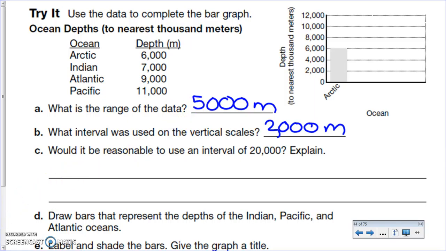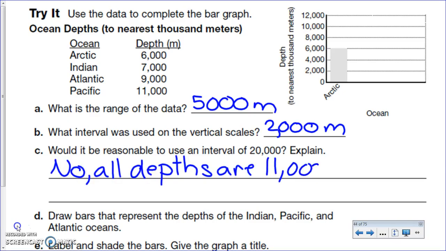Question C asks, would it be reasonable to use an interval of 20,000? Explain. No, because all of the ocean depths are less than 11,000. For D, it wants us to draw the bars that represent the depths of the Indian, Pacific, and Atlantic Oceans. So next we're going to do is right next to the Arctic, we're going to write each of the 3 oceans and then draw the bars in.